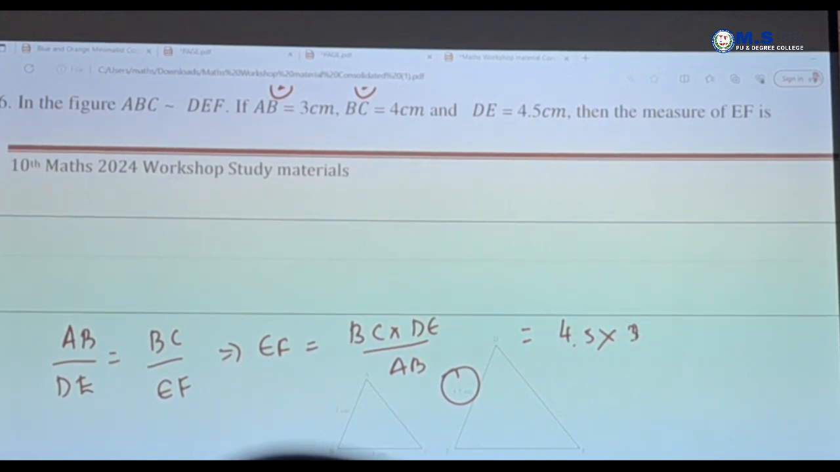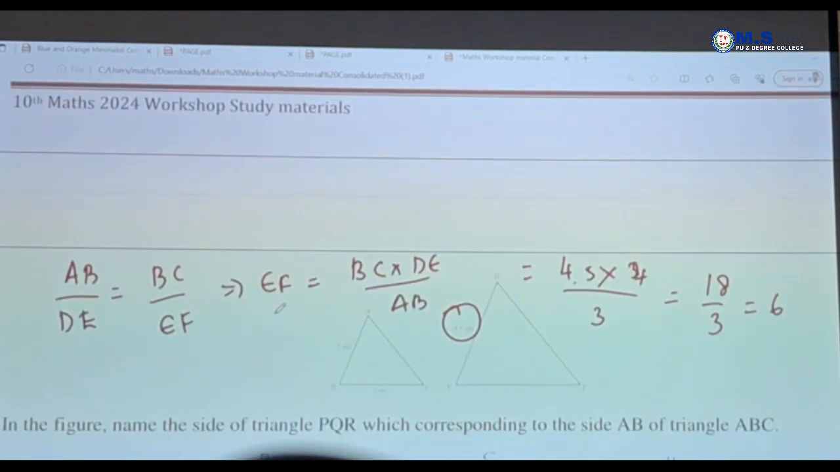It is 4 divided by 3. What do you get? 18 by 3, you get 6. Again, it is based on the concept of AA criteria.